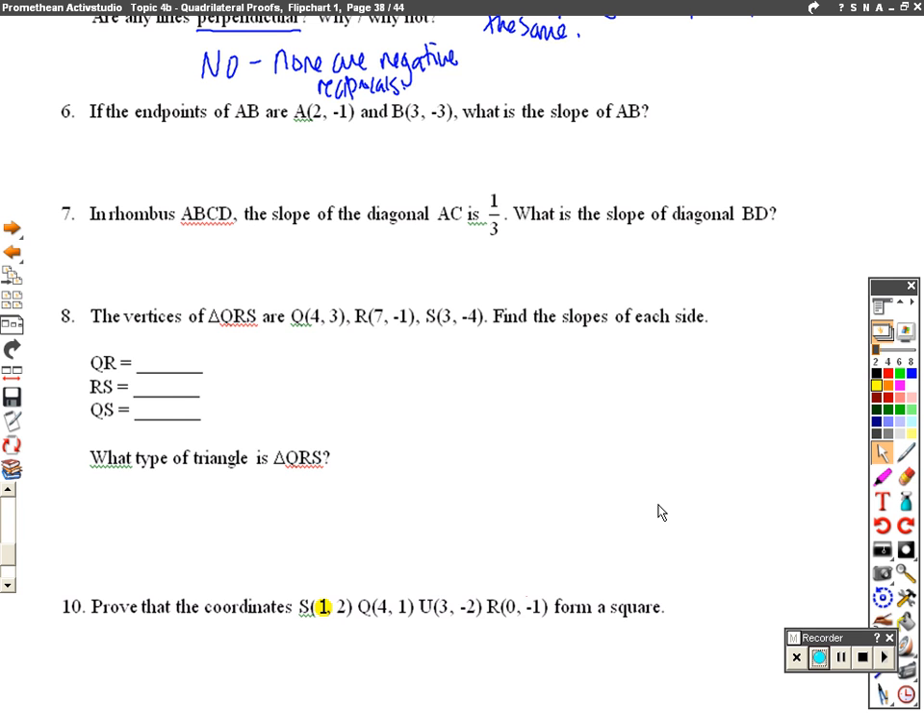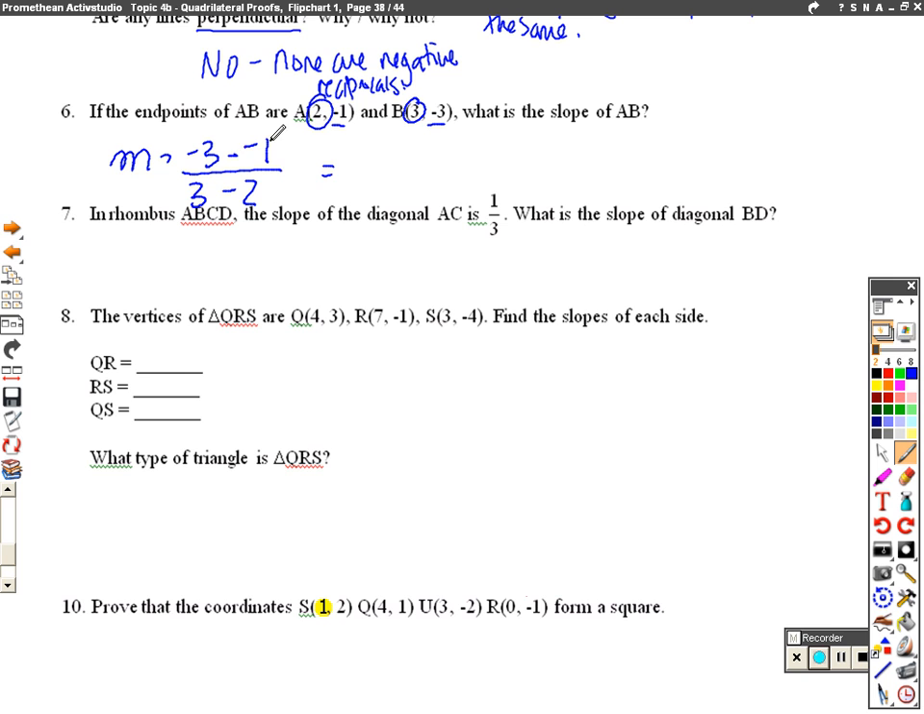Alright guys, let's finish up the rest of this worksheet. Number 6, we are asked, if the endpoints of AB are (2, -1) and (3, -3), what's the slope? So we're just using that general slope formula. The slope is going to be y2, -3, minus y1, -1, over x2, that's 3, minus 2, x1.